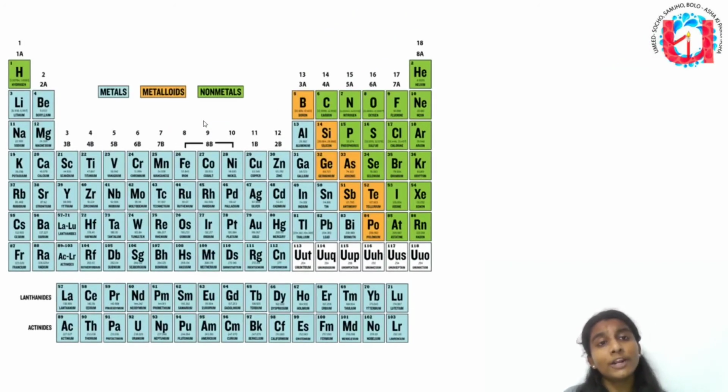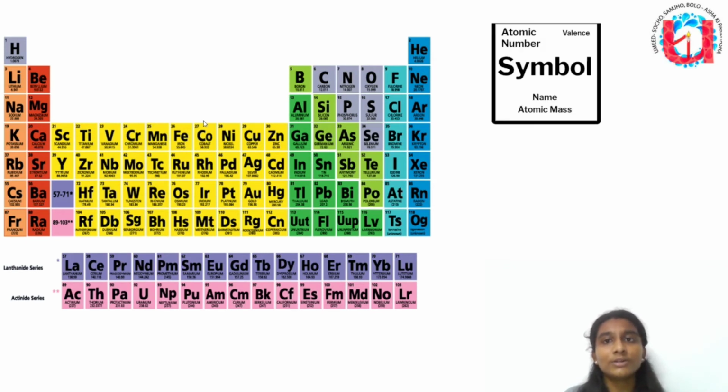Now, the periodic table can also be classified based on the nature they exhibit, that is whether they are metals, non-metals or metalloids. The blue colored part of this periodic table is all metals, the green part consists of non-metals, and the orange shaded part are metalloids.